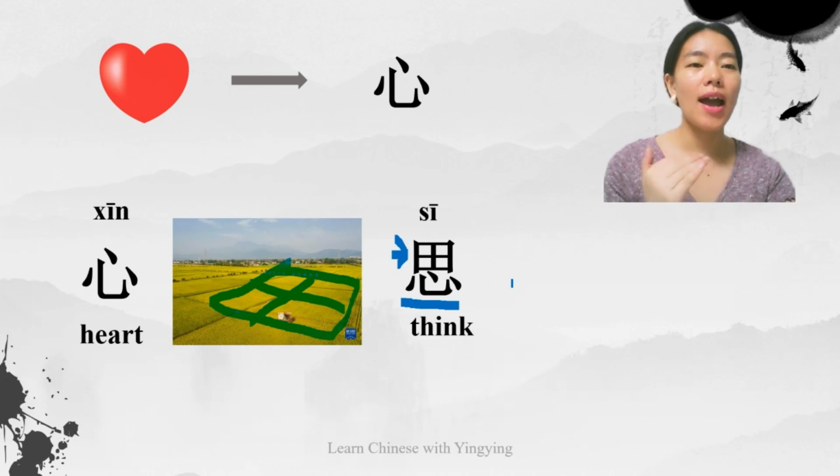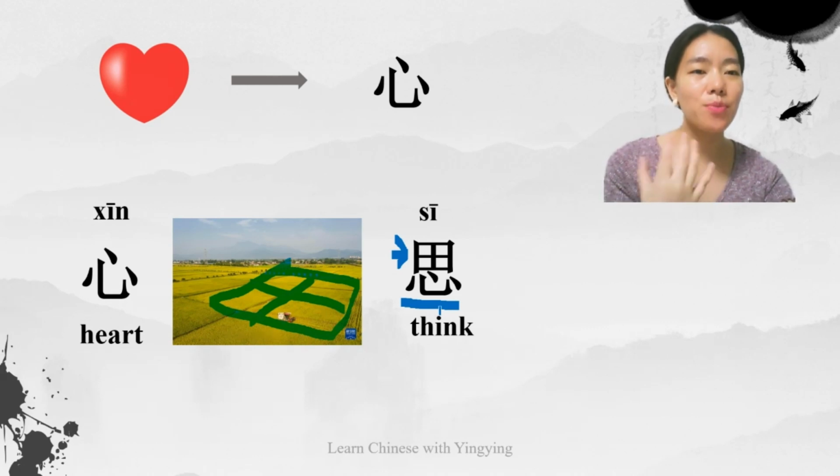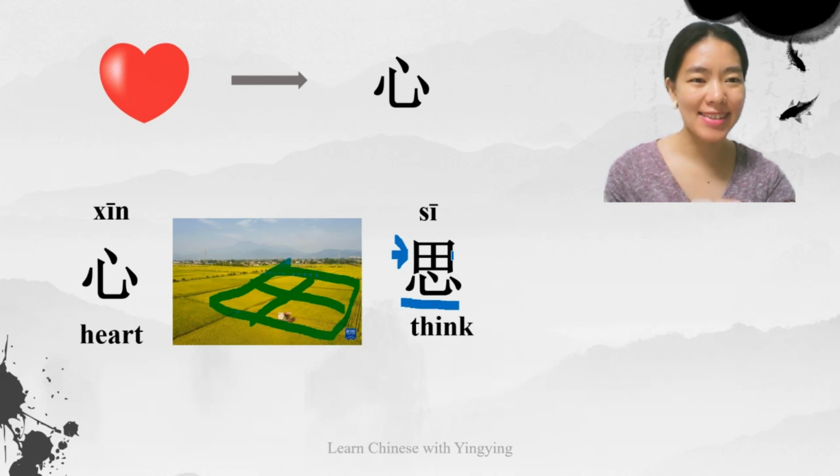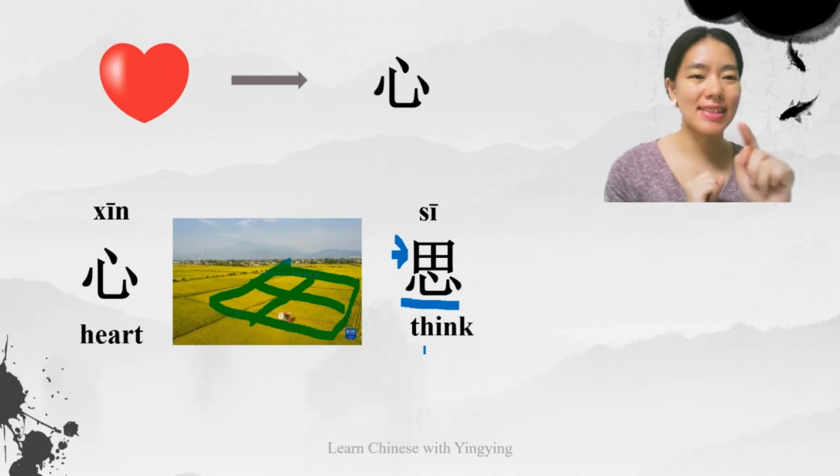As we know, agriculture or farming is quite important. So we always think, okay, how we can improve the productivity. We put our heart to think the way to improve the agriculture, to improve the farming. That is the origin of this word. A heart below a farming land. And it means think. And the pronunciation of it is si.